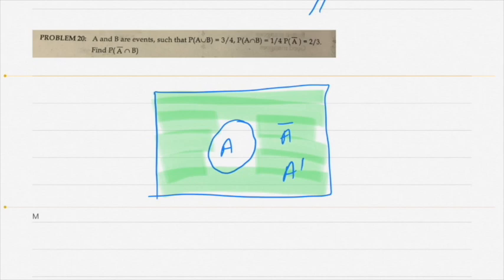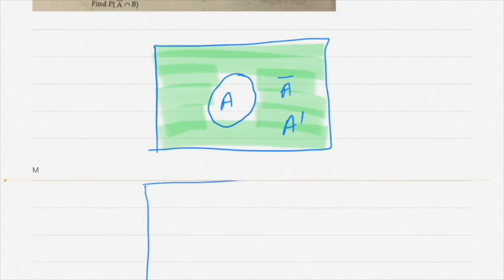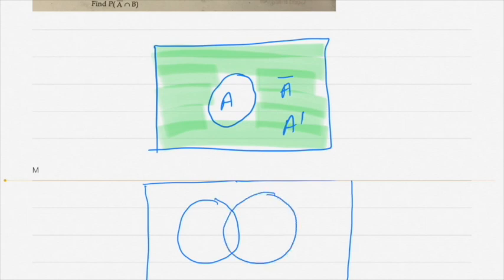So in the question they have given the probability of A union B. That means there are two events, A and B, in a sample space. Let me make another diagram. This is a sample space and there are now two events, A and B, such that P of A union B is given. P of A union B is 3 by 4.